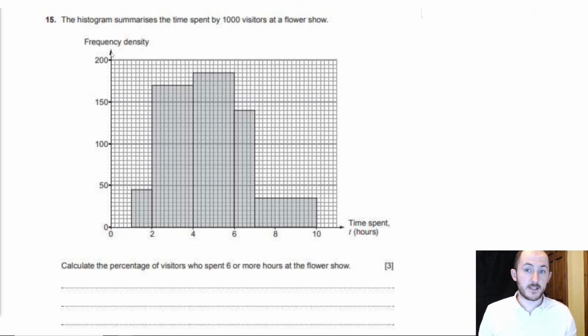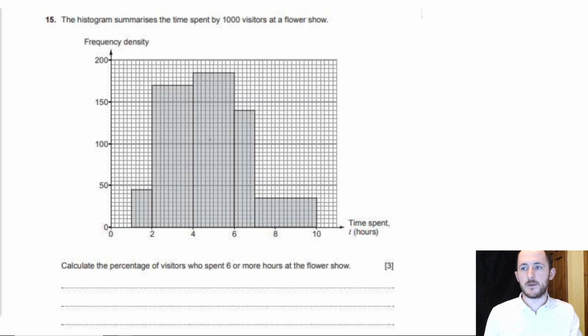So for this question, it's a histogram question, shockingly. And it summarizes the time spent by 1,000 visitors at a flower show. So it gives us the frequency, density, and the time spent. So first of all, what is a histogram? Well, a histogram looks a lot like a bar chart, but it's not a bar chart because, A, all of the bars are touching each other, as you can see. And it also has this thing called frequency density.